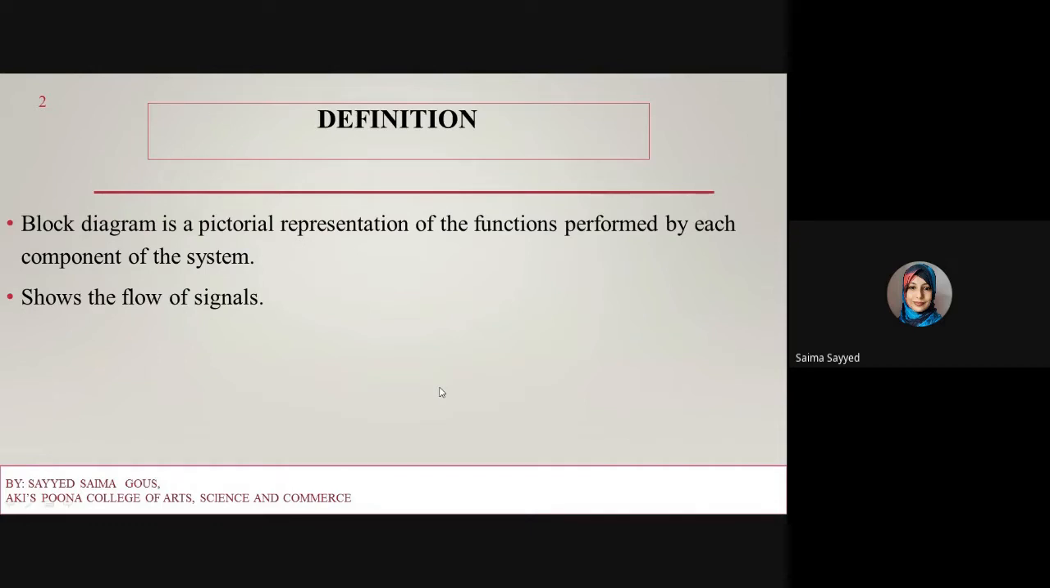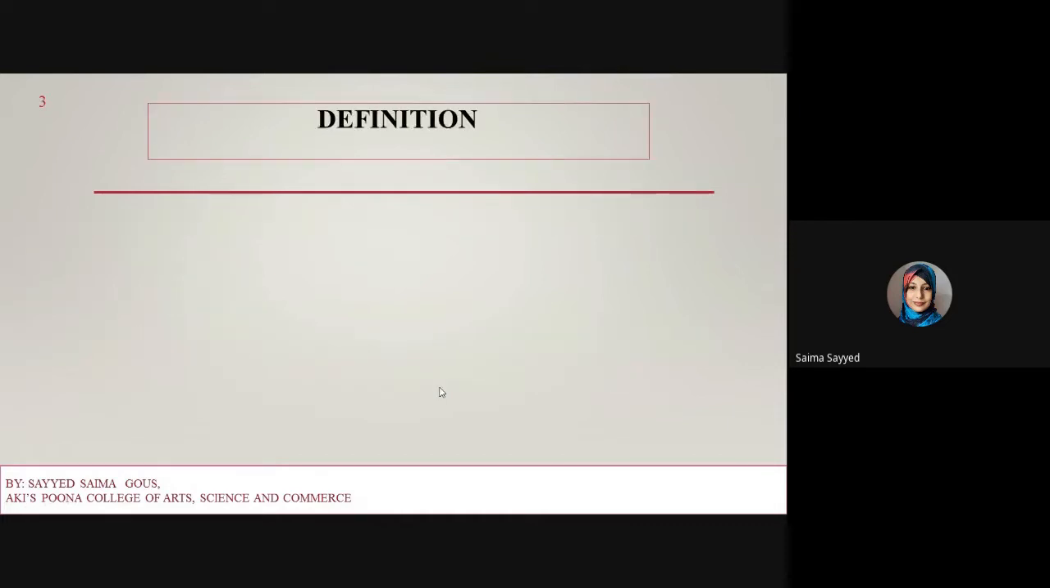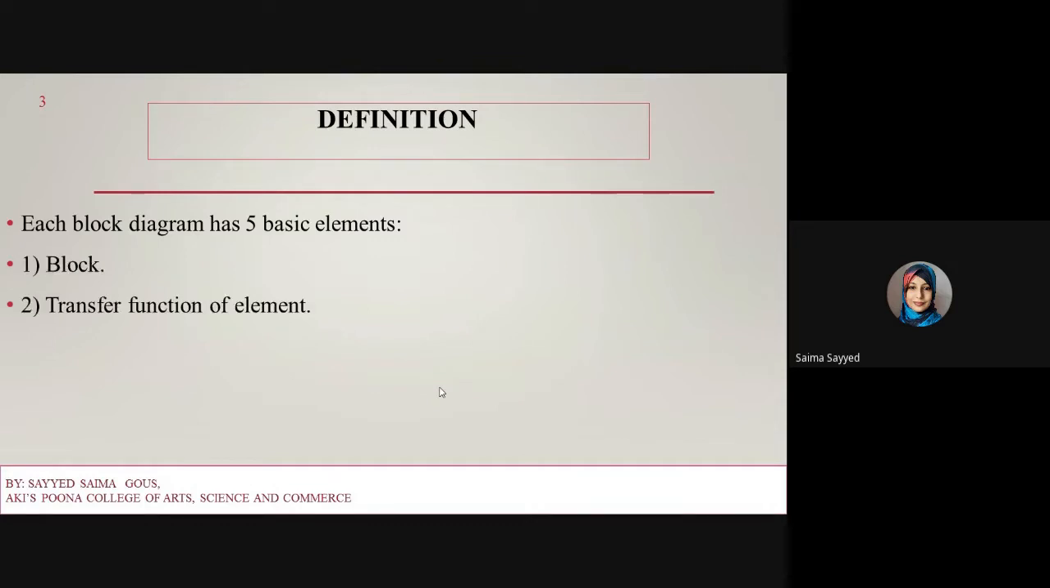It shows the flow of signals and it consists of many components linked together to perform a specific or particular task. Each component can be represented with the help of an individual block. So here each block diagram has five basic elements. First is block, then next one is transfer function of element, then third one is summing point, fourth one is arrow, and fifth one is takeoff point.